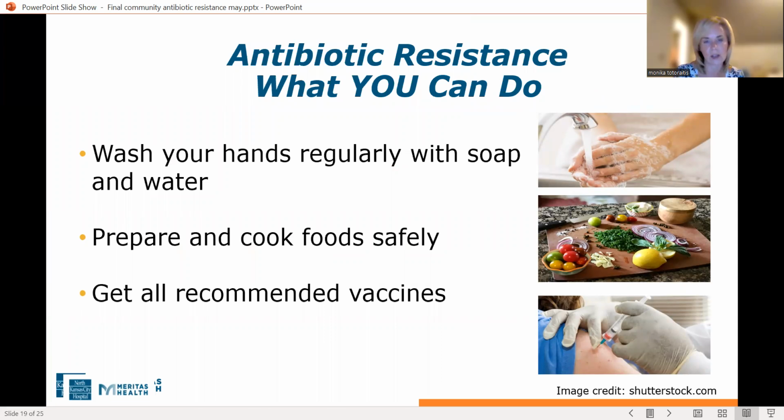Simple things that we can do to help protect ourselves: wash our hands with soap and water, prepare and cook our food safely, and get recommended vaccines. This will help protect us against some bacterial and viral infections.